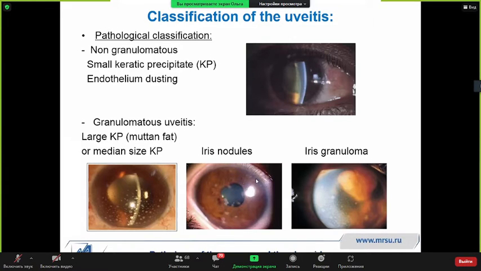Iris nodules, of course, and iris granuloma. Here you can see a big granuloma of the iris with medium size precipitates.